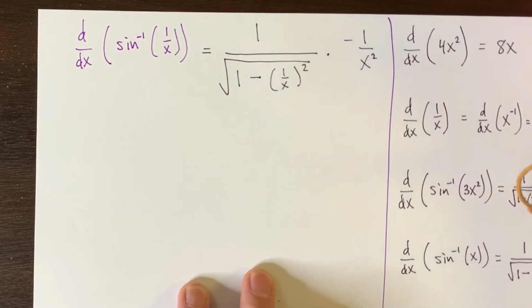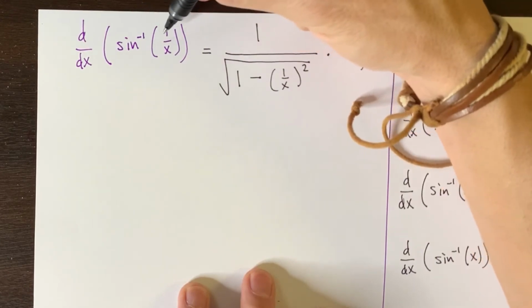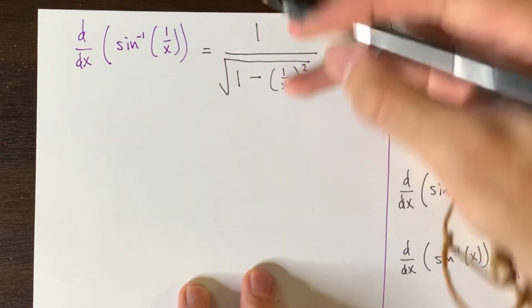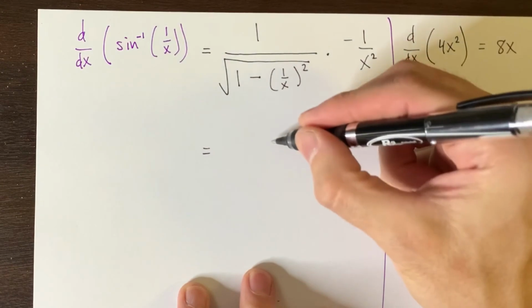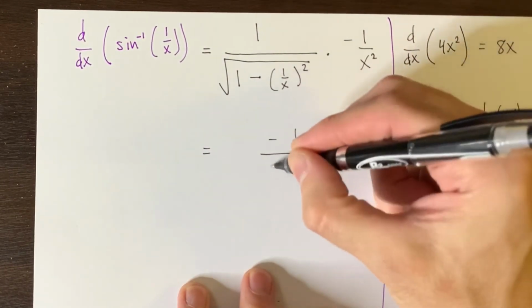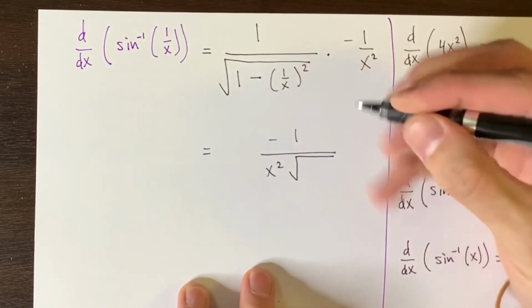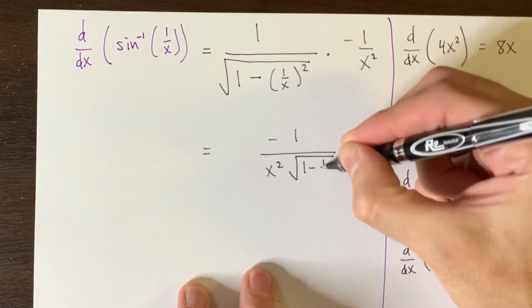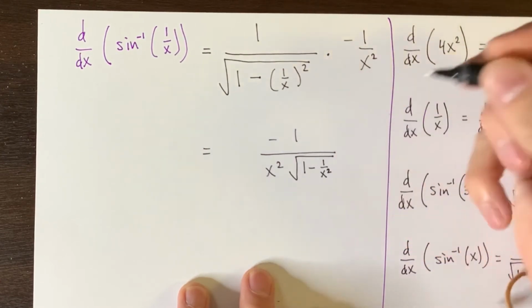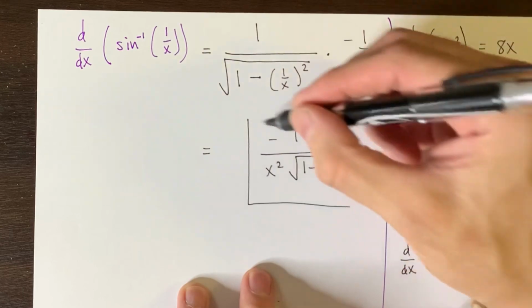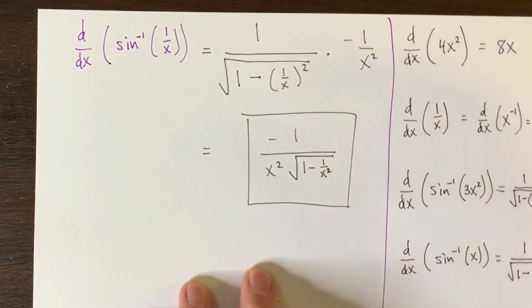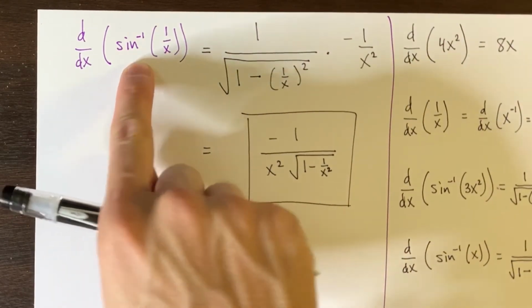So it's what we call the chain rule, where the outer layer was the sine inverse and the inner layer was 1 over x. So can we clean this up? I suppose so. I suppose that something like this would be an acceptable answer. It just depends on how much you are expected to simplify this expression. But the derivative of this is, in fact, that.